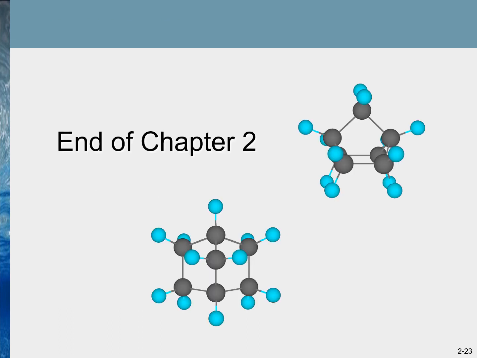With that, we conclude chapter number 2. In this chapter, we learned about alkanes and cycloalkanes. We learned about their nomenclature, their structures, their conformations, as well as their physical and chemical properties.